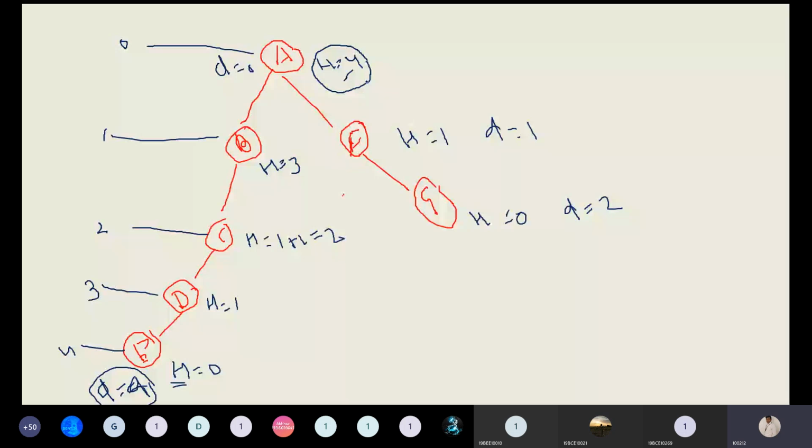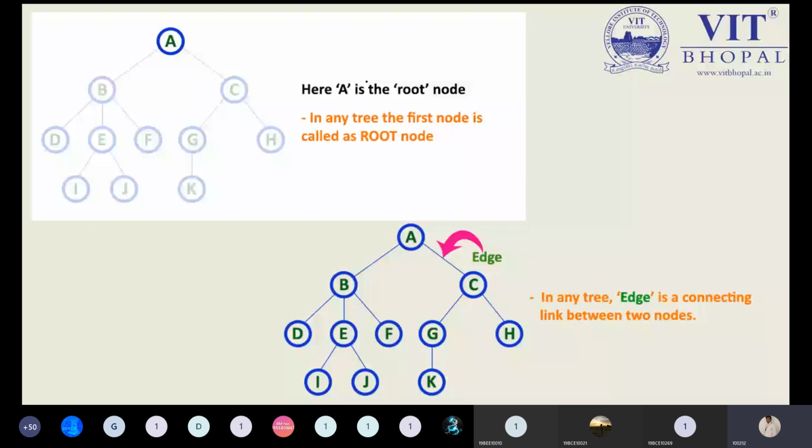Yes, sir. Okay, so I'm just jumping to my next slide. So A is a root node. In any tree, the first node is always recognized as a root node, and an edge in any tree is the link between two nodes. So from my PPT, you will see all the diagrams where you can learn lots of things about the basic terminology of a tree. So root and edges, we are already familiar with these terms.